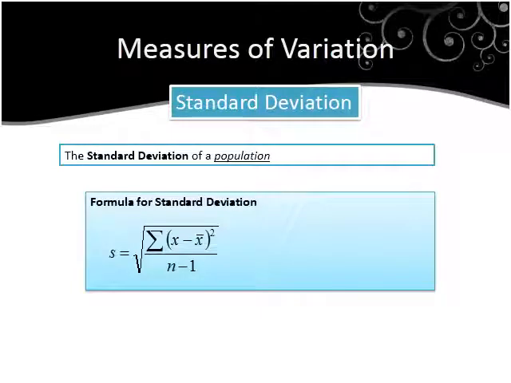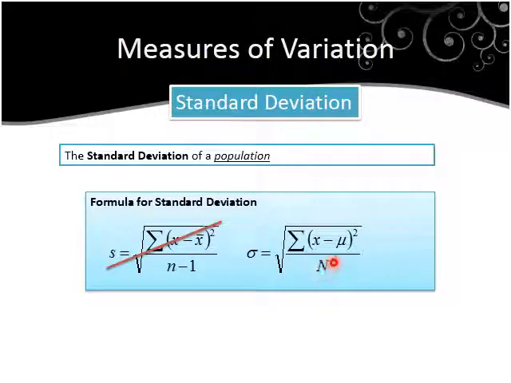So we mentioned that there's a slightly different formula for population standard deviation. That formula looks like this, and there's a couple differences I want to talk about. The main difference is that instead of n minus 1, we have n. So n in this case is going to represent the entire population size. And we use capital N when we talk about a population.